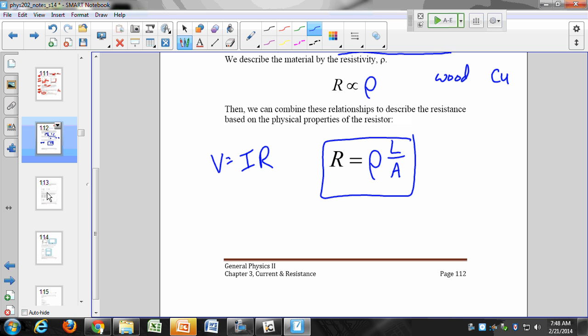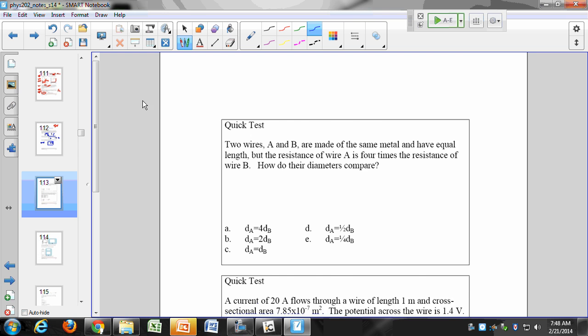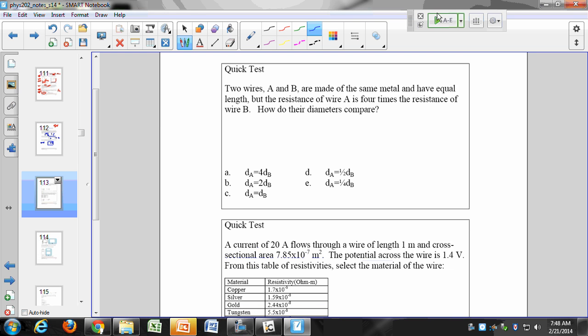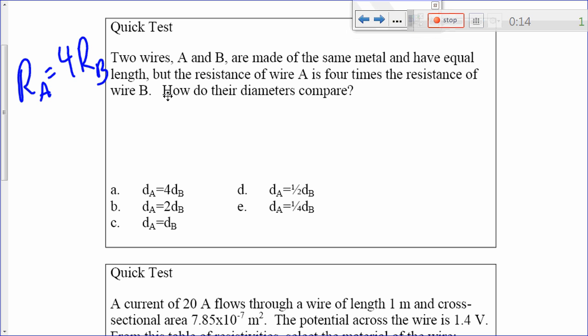All right, so let's try a couple little questions on this. 2 wires A and B are made of the same metal, so they have the same resistivity, and they have the same length. But the resistance of wire A is equal to 4 times the resistance of wire B. How do their diameters compare?